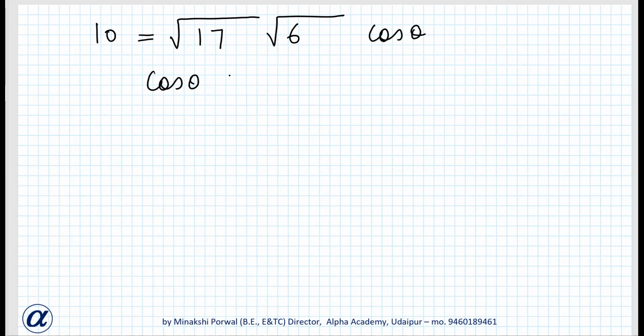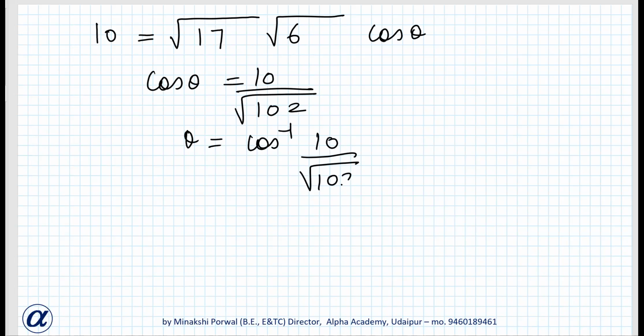So cos theta equals 10 upon root 102. So theta equals cos inverse of 10 by under root 102. This is the answer.